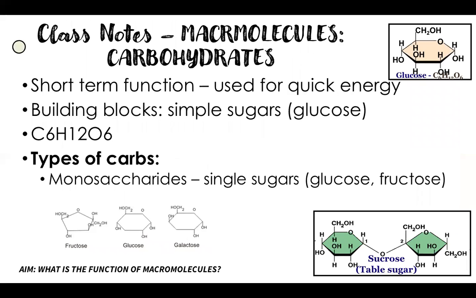So carbohydrates, their short-term function is used to get quick energy. Their building blocks are simple sugars or glucose. C6H12O6 is the chemical formula for glucose or sugar. There are 3 types of carbs. So we have a monosaccharide, which is single sugars. Examples of that would be glucose and fructose. So again, mono means one, so that means that it is one molecule. So up here in the top right corner, this is glucose. You can see that it is one molecule.